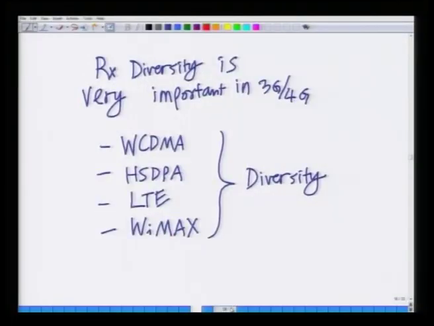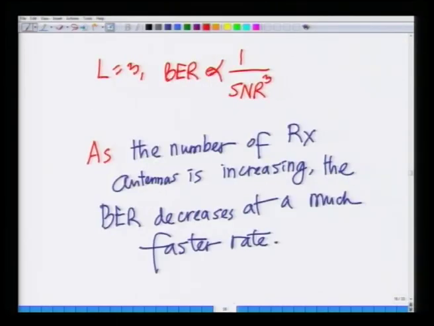And we said one reason why this is happening is because as the number of receive antennas L is increasing, the bit error rate is decreasing as 1 over SNR to the power of L. That is, with 2 antennas it is decreasing as 1 over SNR squared, with 3 antennas it is decreasing as 1 over SNR cubed, and so on and so forth. As the number of receive antennas is increasing, the rate of decrease is progressively increasing.